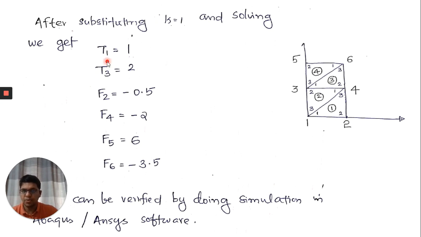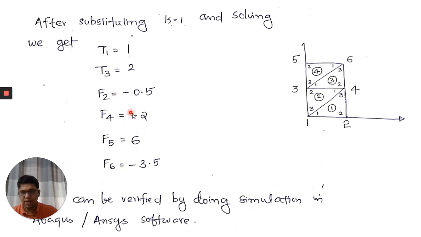What are you going to get? You are going to get T1 is equal to 1. That means the temperature at node 1 is equal to 1. Temperature at node 3 is equal to 2. And those are the 2 unknowns of temperature. The remaining node temperatures we already know. Then the heat flux from node 2 is equal to minus 0.5. The heat flux from 4 is equal to minus 2. And heat flux from 5 is equal to 6. And heat flux from 6 is equal to minus 3.5.